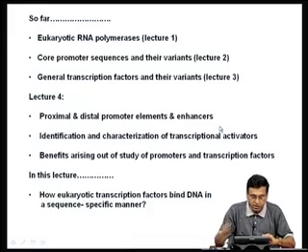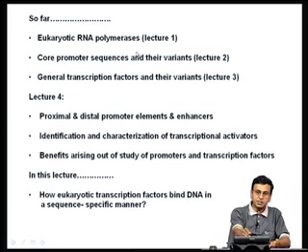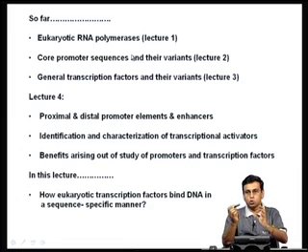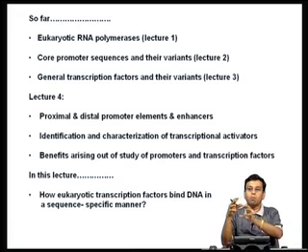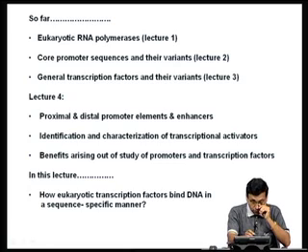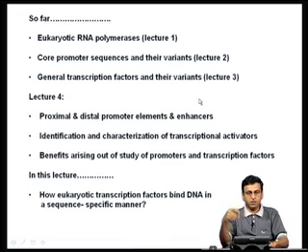Now, just before I start, I just want to recapitulate what we have studied so far. We have studied eukaryotic RNA polymerases, how RNA polymerases 1, 2 and 3 go and bind to specific promoters and activate the transcription of messenger RNA, transfer RNA, ribosomal RNA and so on. Then I told you, in order for eukaryotic RNA polymerase to bind to a protein coding gene promoter, you require what are called general transcription factors, and there are core promoter elements. The binding of the general transcription factors to the core promoter sequences is responsible for initiation of transcription.